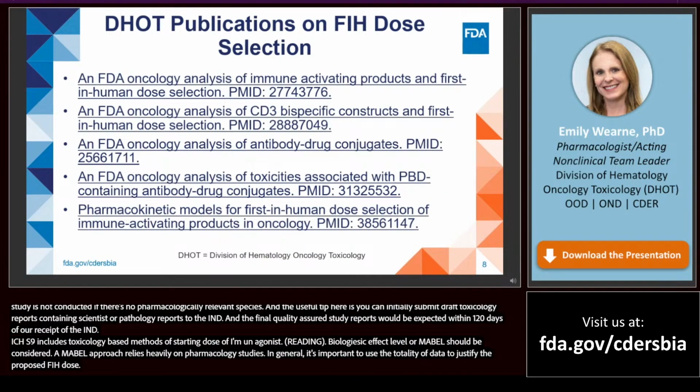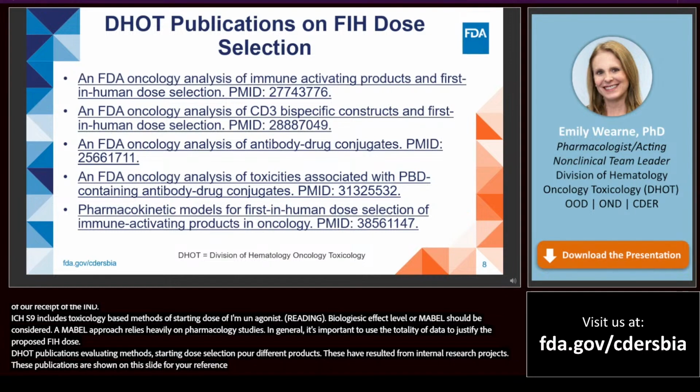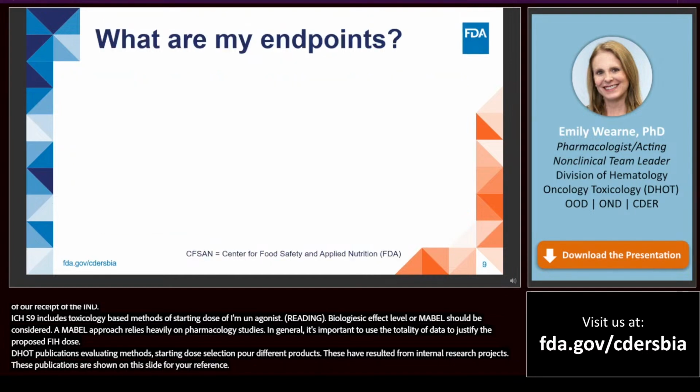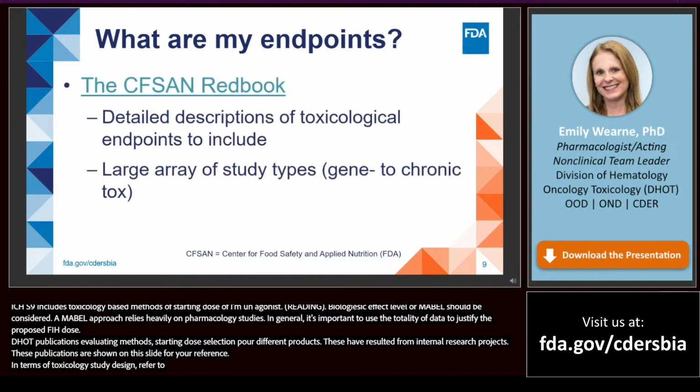DHOT has numerous publications evaluating methods of first-in-human starting dose selection for different types of products, and these have resulted from internal research projects. These publications are shown on this slide for your reference. In terms of toxicology study design, refer to the CFSAN Red Book for detailed descriptions of toxicological endpoints for a large array of study types.